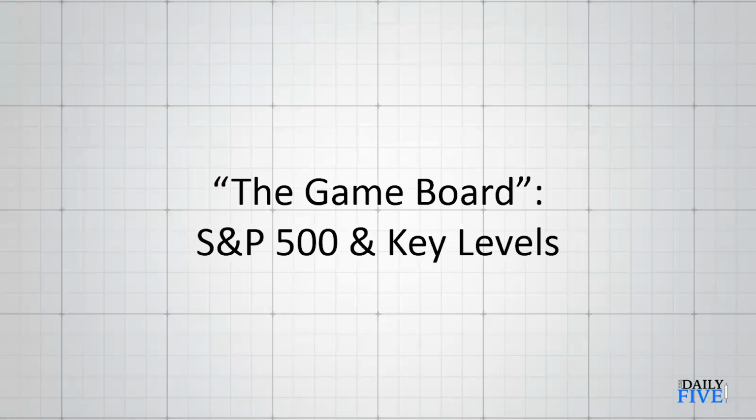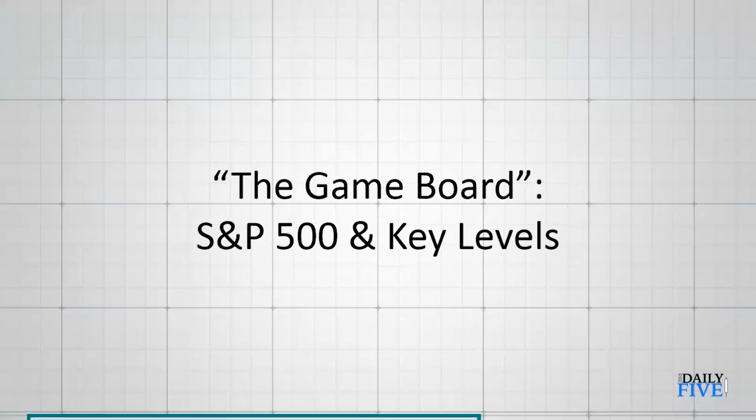First chart, we're going to start big. I call it the game board. It is the S&P 500 and the key levels above and below the market. I think it's important to look for possible starting and stopping places of minor trends, and then we can bring in other indicators and try to determine which direction the market's going to be headed in next.